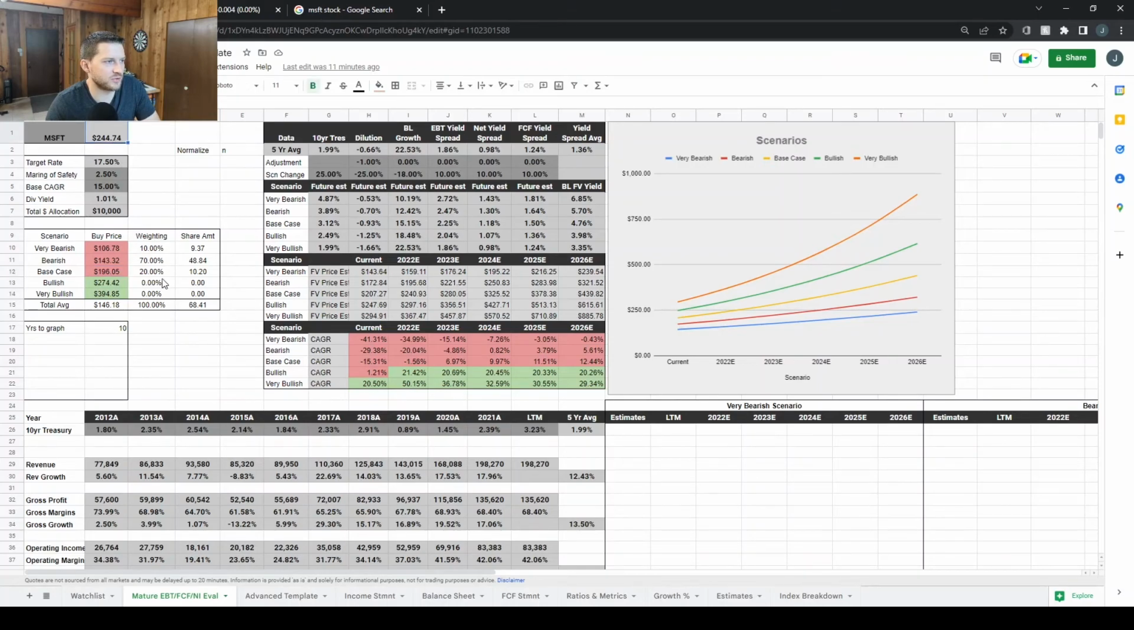So we're sitting at 244 right now, base case is at 196, and then my weightings: starter position at the base case, load up heavier at the bearish case, and then keep some capital available for the very bearish case. So that's it for Microsoft.